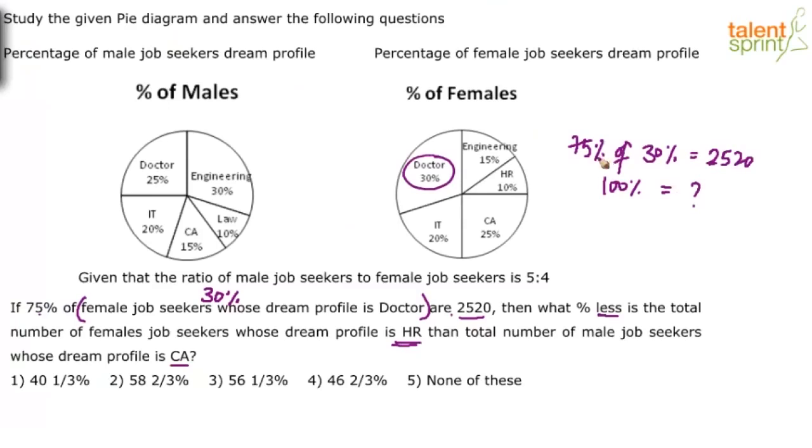See, 75% is, again I am doing the calculation differently. Instead of taking 75% of 30%, I am trying to understand what will be the 100% value, right? So 75% is 2520, which means 25% will be 840. So 100% will be 3360.